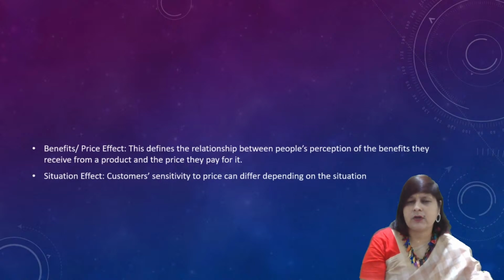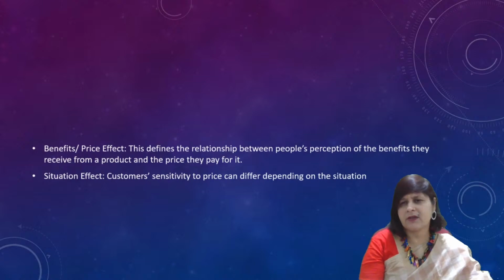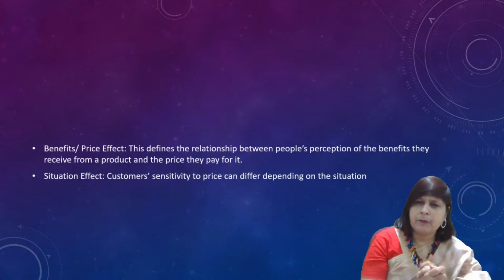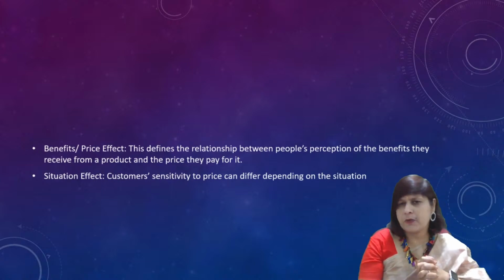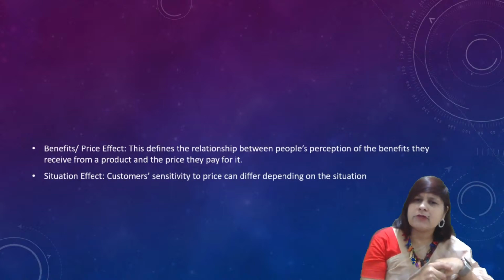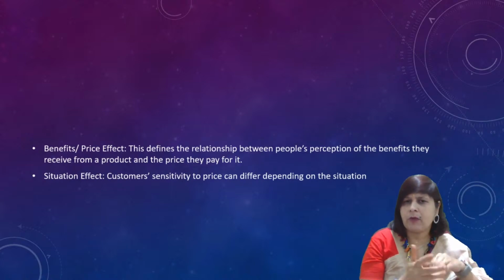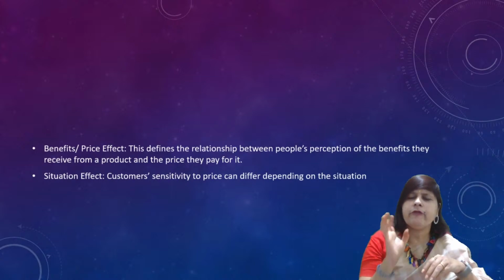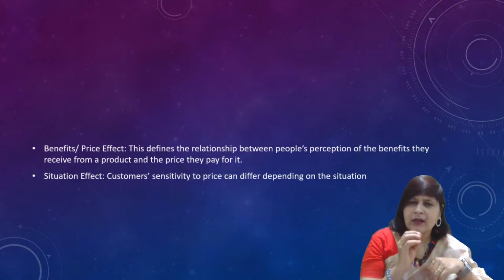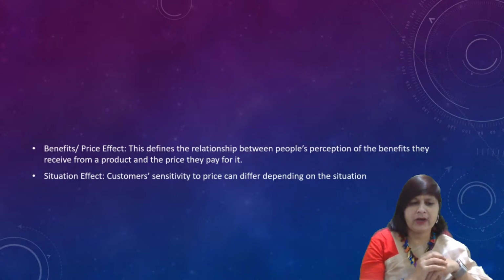Then the situation effect. Customer sensitivity to price can differ depending on the situation. So at times people pay more for the product. Suppose a packet of Maggi costs around 10 to 12 rupees normally, but at a hill station we are ready to pay even 50 rupees for that packet of Maggi. That is known as the situation effect.